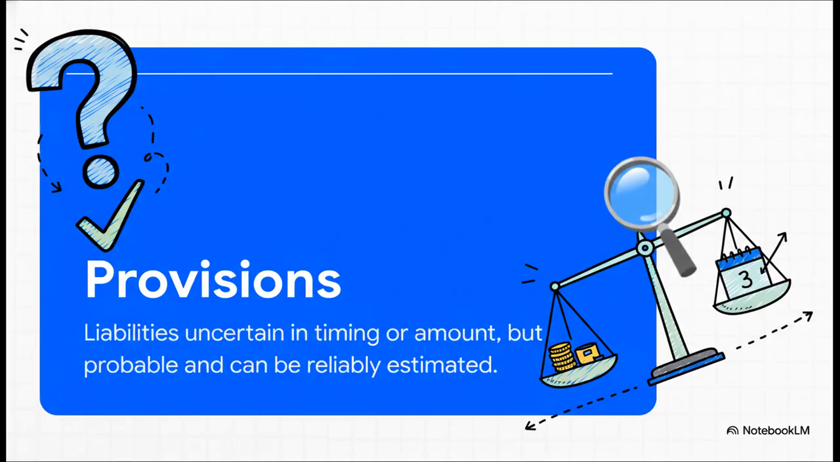The official accounting term for these uncertain liabilities is provisions. Now, a company can't just record any old maybe. There are two key tests it has to pass. First, the future payment has to be probable, which just means it's more likely than not to happen. And second, you have to be able to make a reliable estimate of the amount. If you can check both of those boxes, you absolutely have to record it as a liability.